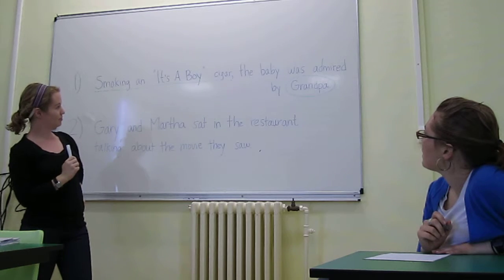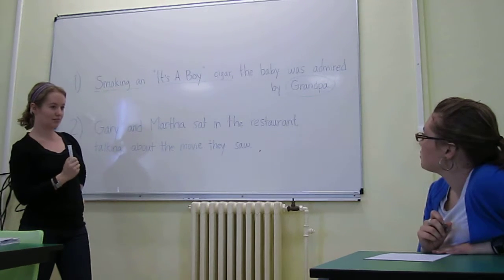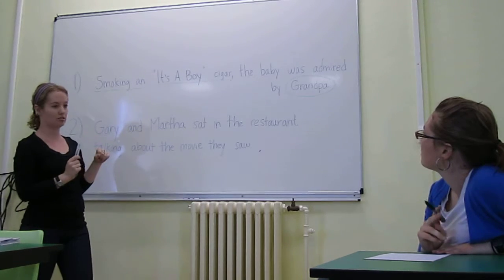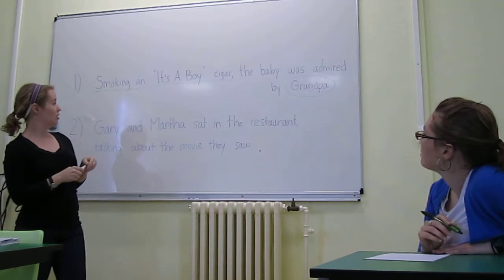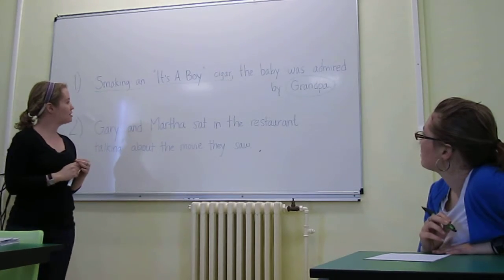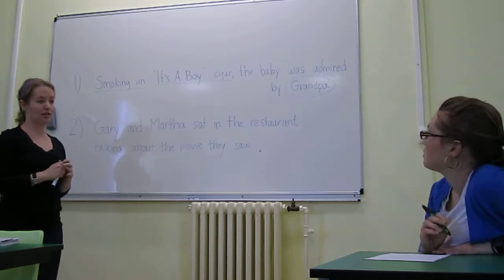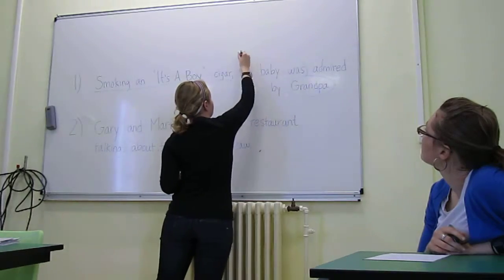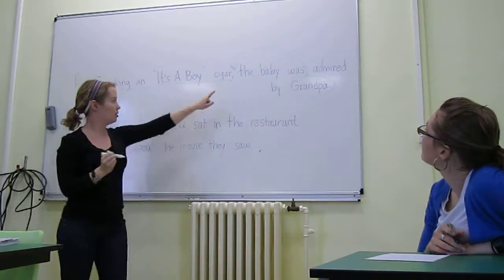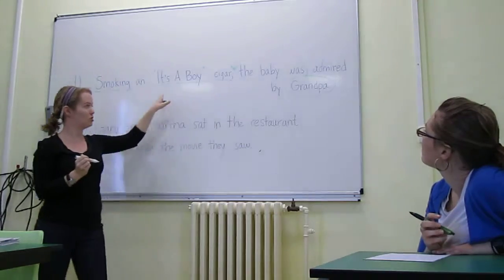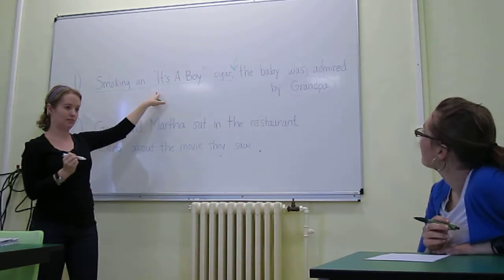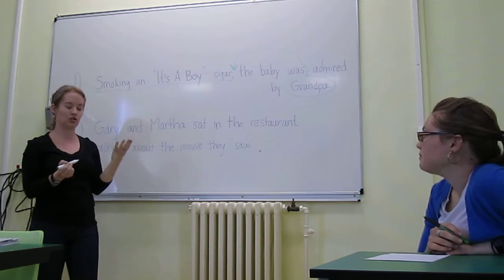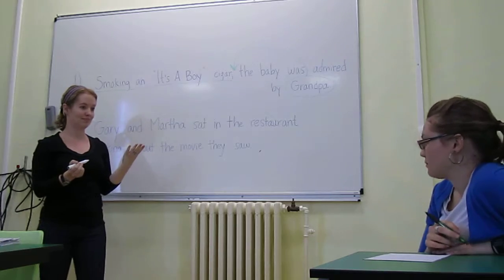The baby was admired by Grandpa, who was smoking an It's a Boy cigar. Exactly. That would be a good way to do it. Or it could be, let's see, what's another way to do it? Smoking an It's a Boy cigar, Grandpa admired the baby. Yeah, that's easier. So that way would place Grandpa here, directly next to the descriptive phrase. Okay. And as we said, we want to make sure that those 2 things are closest together in the sentence. That's what ensures that the meaning is clear. Okay. Does that make sense?